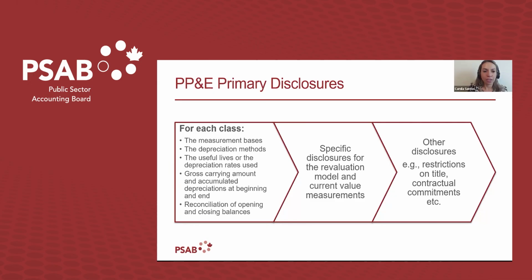The depreciation methods used, the useful lives or the depreciation rates used, the gross carrying amount and the accumulated depreciation aggregated with accumulated impairment losses at the beginning and end of the period, and a reconciliation of the gross carrying amount and accumulated depreciation at the beginning and end of the period. IPSAS 45 includes an illustrative example of disclosures.